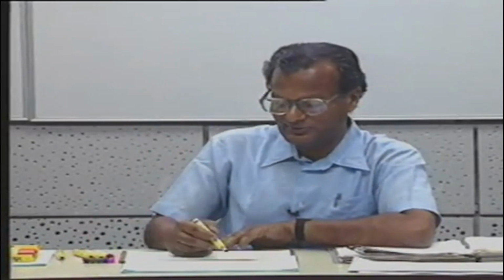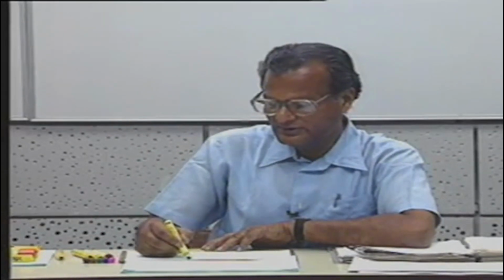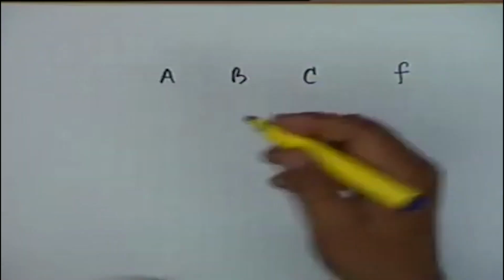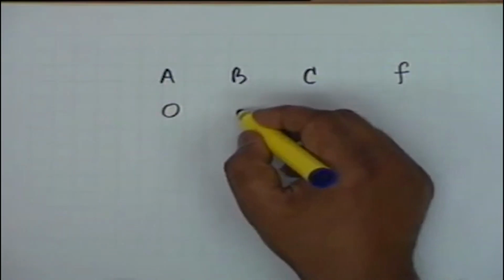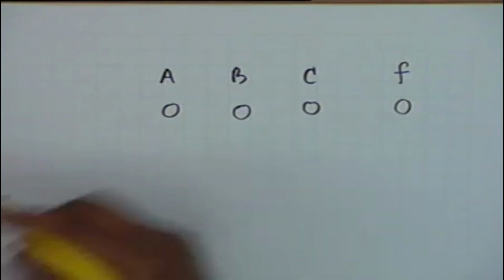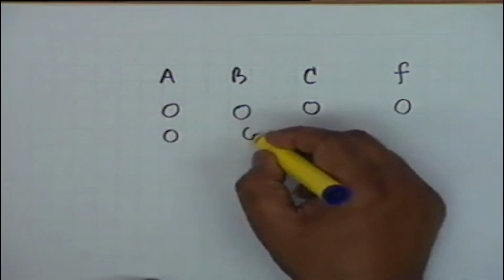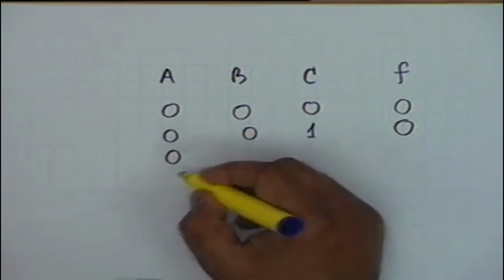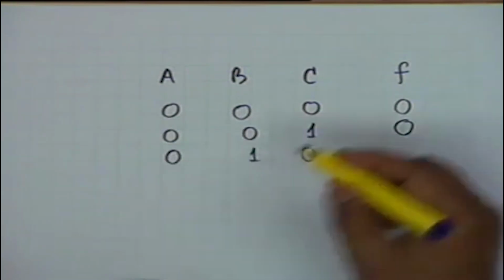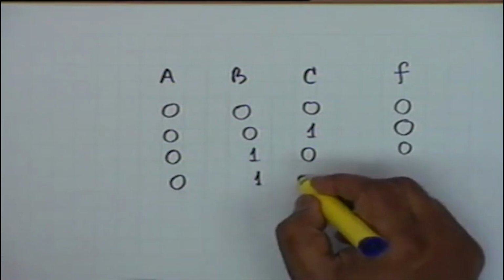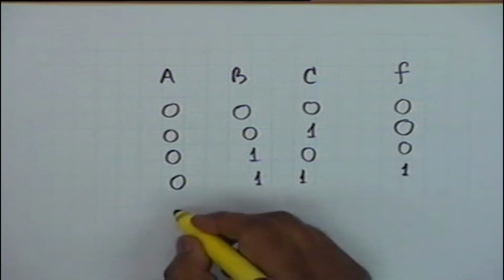Let these 3 people on the board be A, B, and C, and let the decision be F. If A, B, and C are all 0, the decision is 0. If 0, 0, 1, then the decision is 0. If it is 0, 1, 0, you see that I am increasing by 1, it is 0. 0, 1, 1, it is 1.